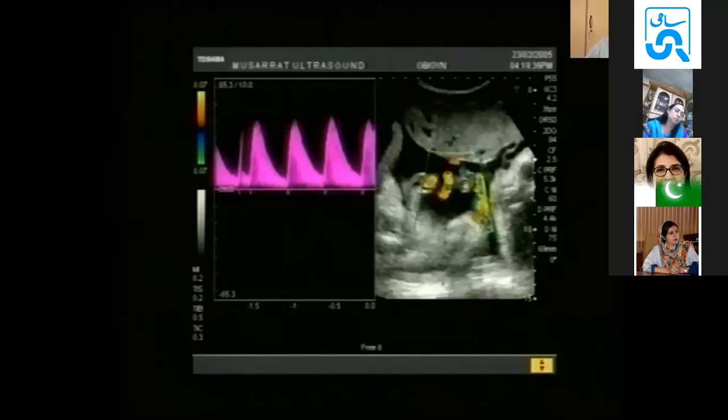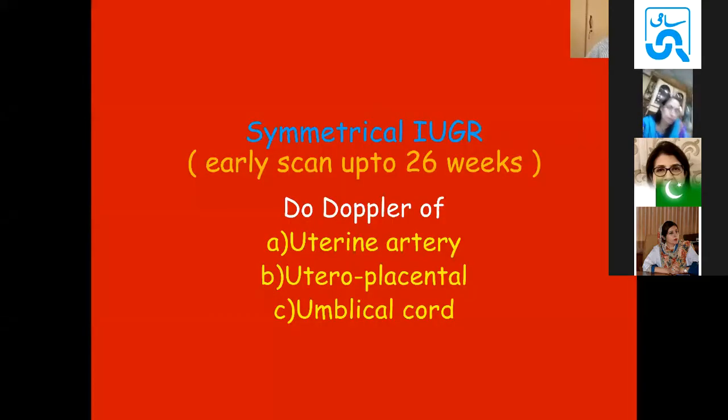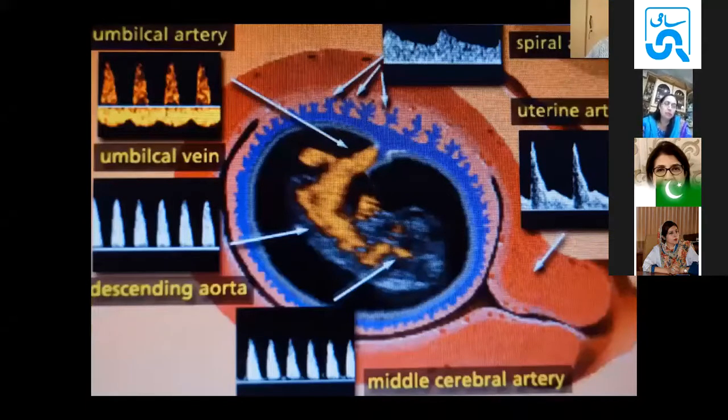So we go in sequence. When it's an early scan, which is up to 26 weeks, symmetrical IUGR, do Doppler of the uterine artery vigorously, uteroplacental flow, and umbilical cord. This is a million-dollar slide, which is pointing out a small fetus, and various spectrums are obtained. But the key factor, which I want to emphasize, is that when the size of the fetus is smaller, the spectrum is different. And when the fetus gets bigger, it needs more blood, and the spectrum changes.